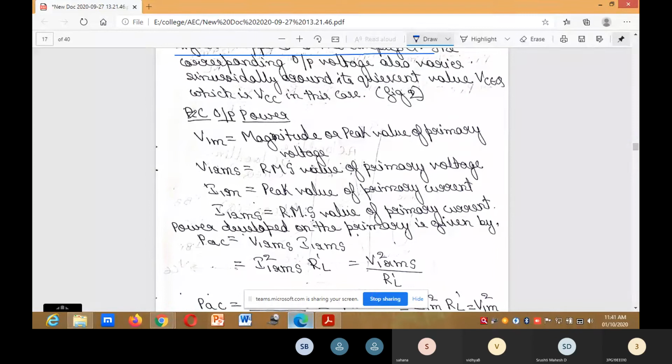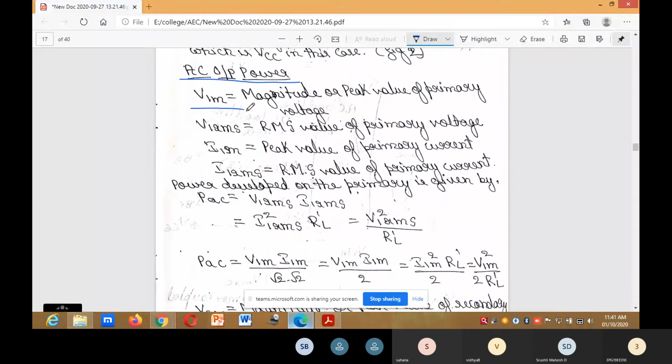What about AC output power? AC output power involves V1M, V1 RMS, I1M, I1 RMS, the magnitudes. V1M means the magnitude or peak value of the primary voltage.